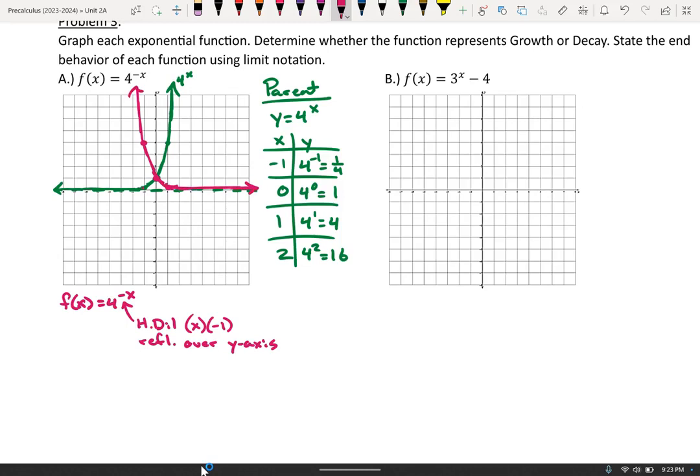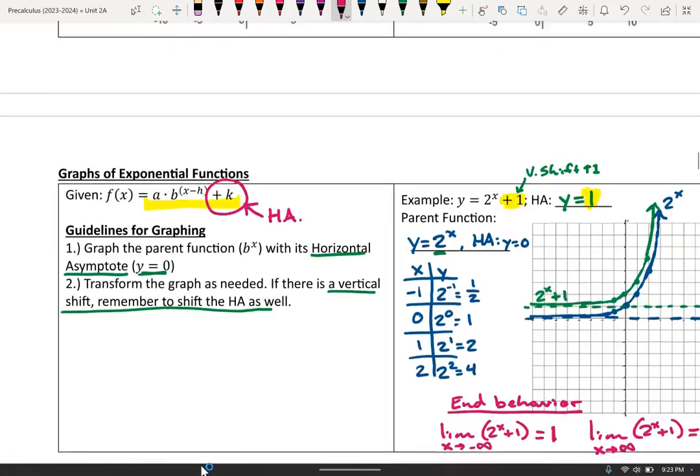And that would be my graph, 4 to the negative x. Now that's graphing the exponential function. We want to go ahead and determine if it represents growth or decay. Hopefully we can see that our final graph, f of x equals 4 to the negative x, is exponential decay.